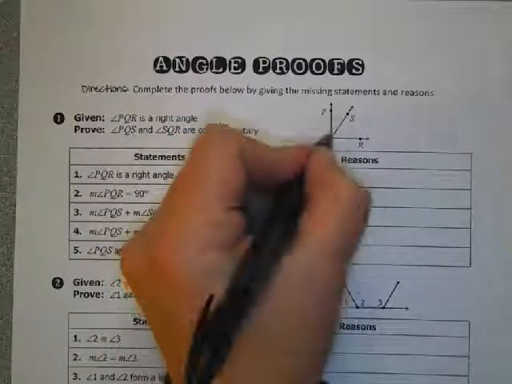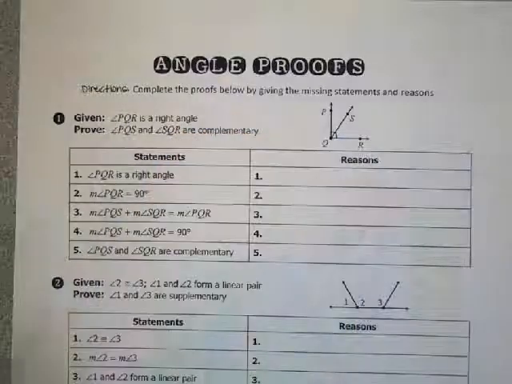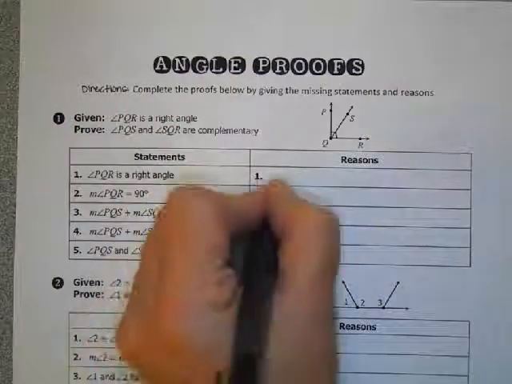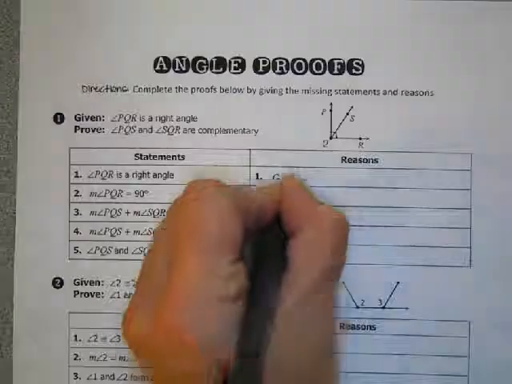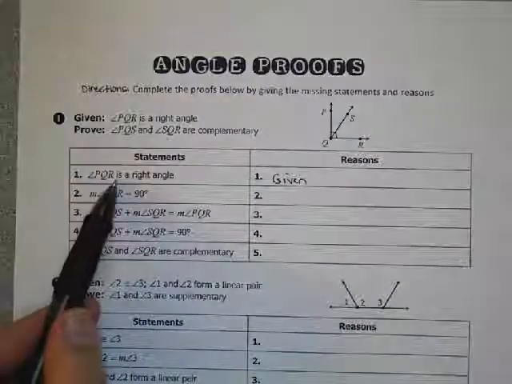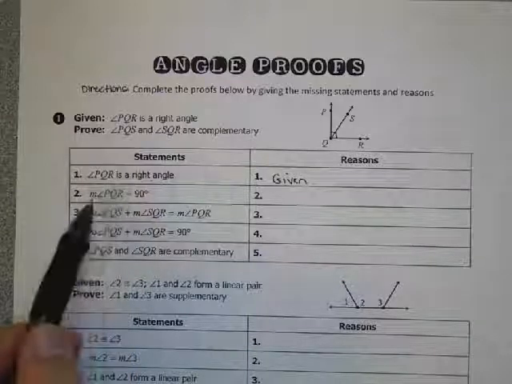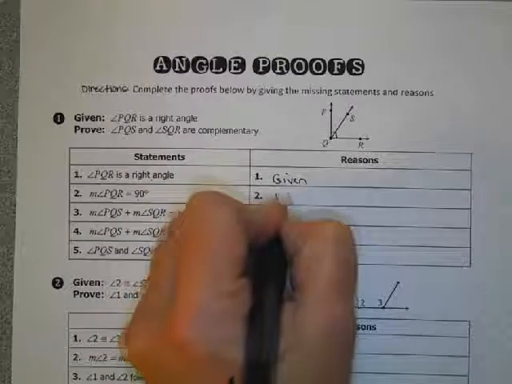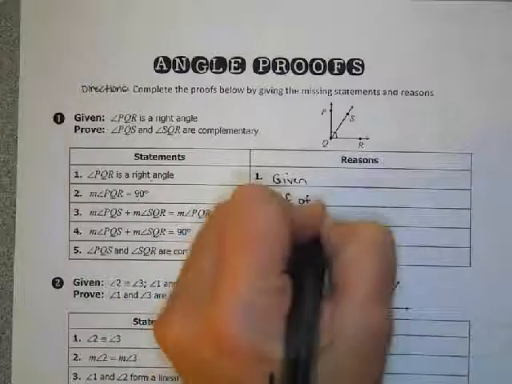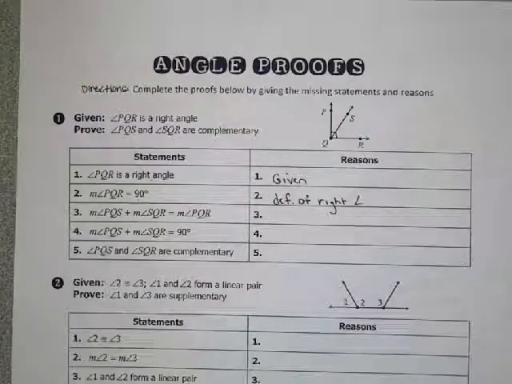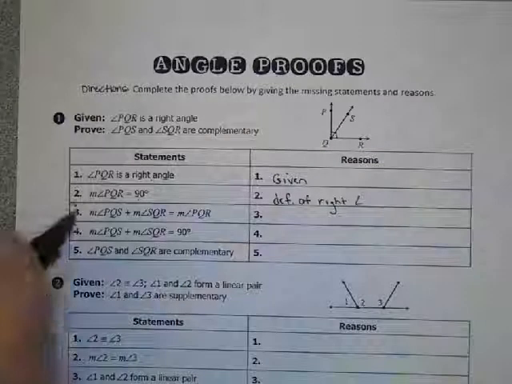So again, always knowing that what we start out with is what's given. So if angle PQR is a right angle, by definition we know that the measure of angle PQR equals 90 degrees. So that's the definition of a right angle. So again, keeping in mind in a proof, you're always looking at how can I get from this statement to the next. And when you know that, that's your justification.